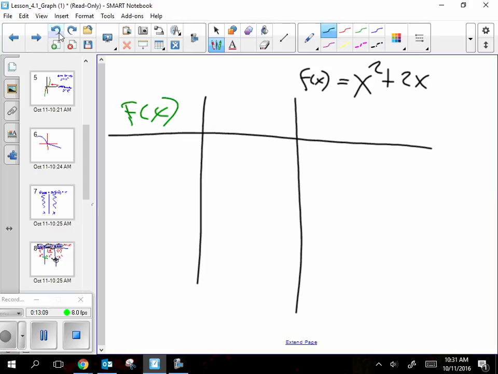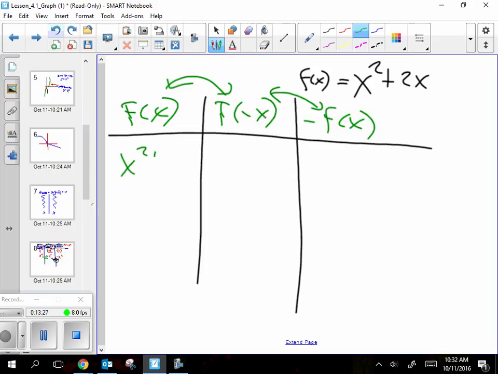We'll see if it passes or fails the system. So here's the system. F of negative x is next, and then negative f of x is last. And if these two are the same, it's what? Even. These two are the same, it's what? Odd. Okay, good. So this is x squared plus 2x.